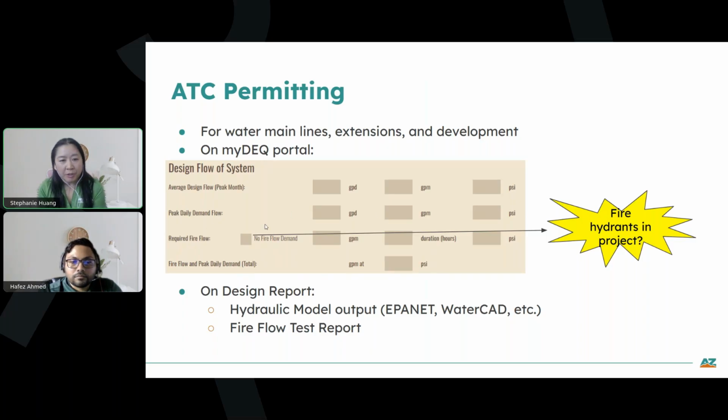So the question that you need to ask: are there fire hydrants in the project? If yes, then you'll put a required fire flow. If no, then you'll click on no fire flow demand. As part of our ATC review, the design report will most likely need a hydraulic model output, such as from EPA-NET or WaterCAD, and a fire flow test report.